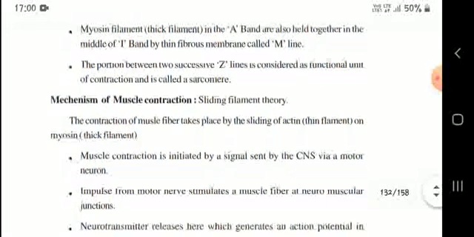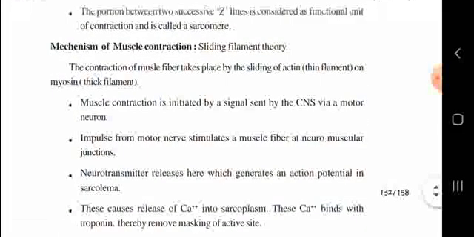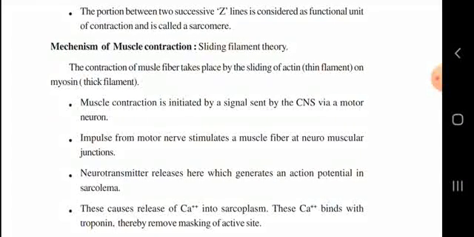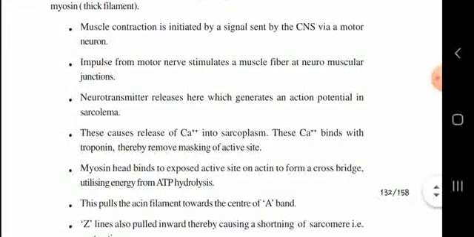Muscle contraction is initiated by a signal sent by the CNS via a motor neuron. The impulse from the motor neuron stimulates a muscle fiber at the neuromuscular junction. Neurotransmitter is released, with generation of an action potential in the sarcolemma, and the myosin head binds to the exposed active sites of actin. This pulls the actin filament towards the center of the A band, the anisotropic band.